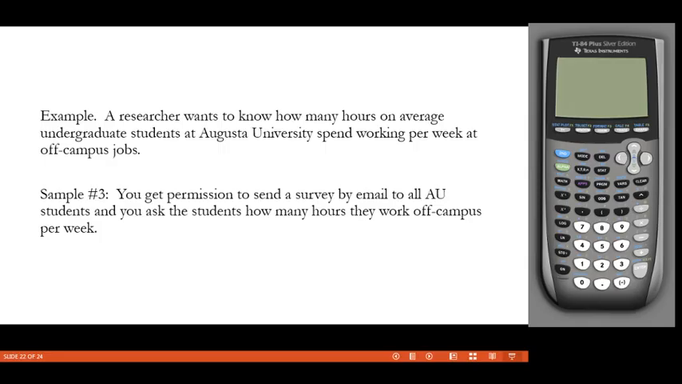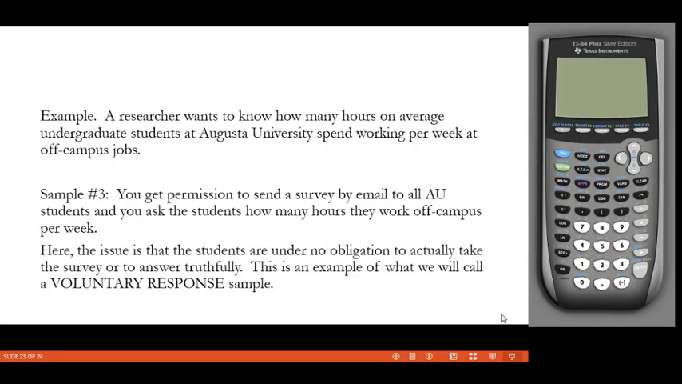So again, pause the video for a minute or ask yourself whether or not you think this is a good sample or a not so good sample. And it turns out there are a couple of issues with this particular sample that we would be a little bit worried about. The first issue is just sending the survey out. Well, the students are under no obligation to return your survey, or even if they return it, to answer truthfully. And so a term that comes up an awful lot in statistics is we would say this is a quote-unquote voluntary response sample.